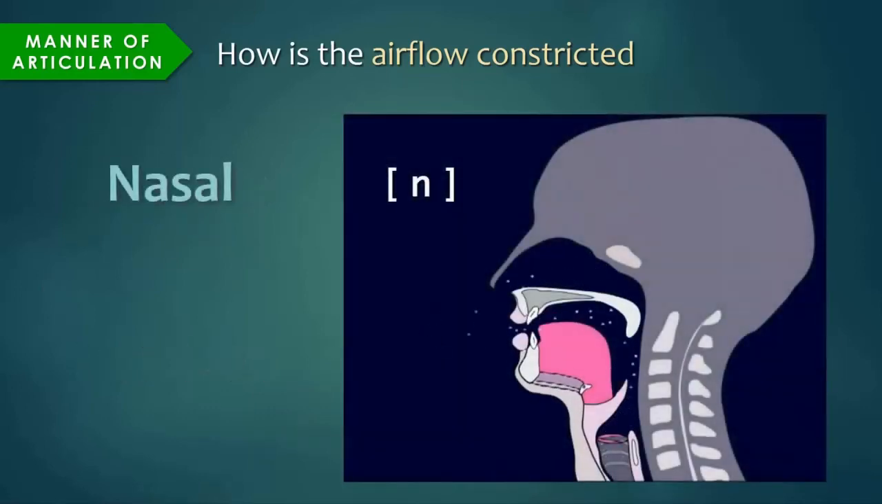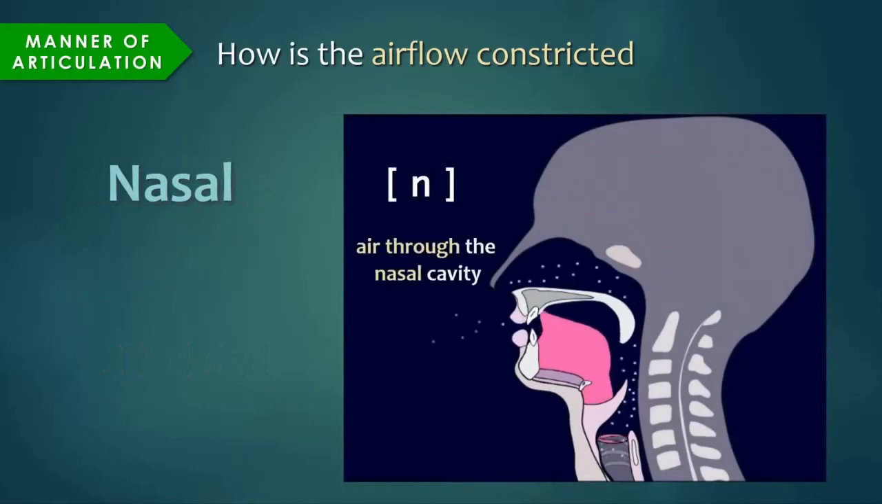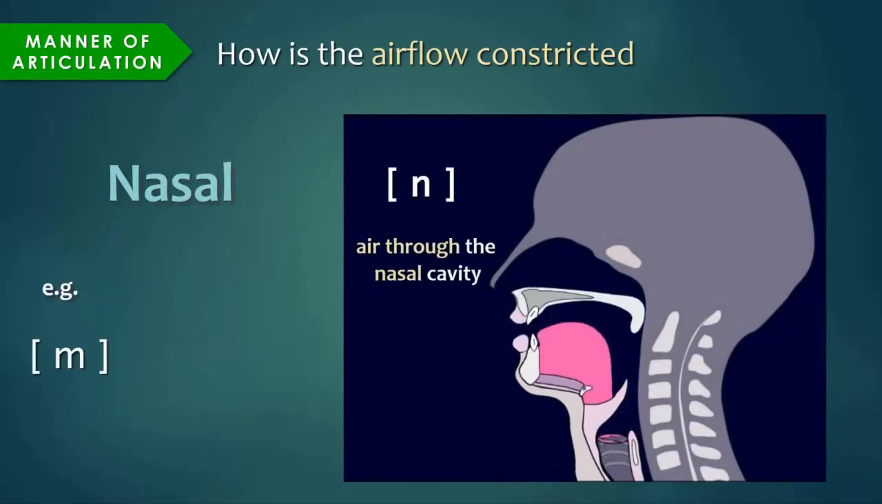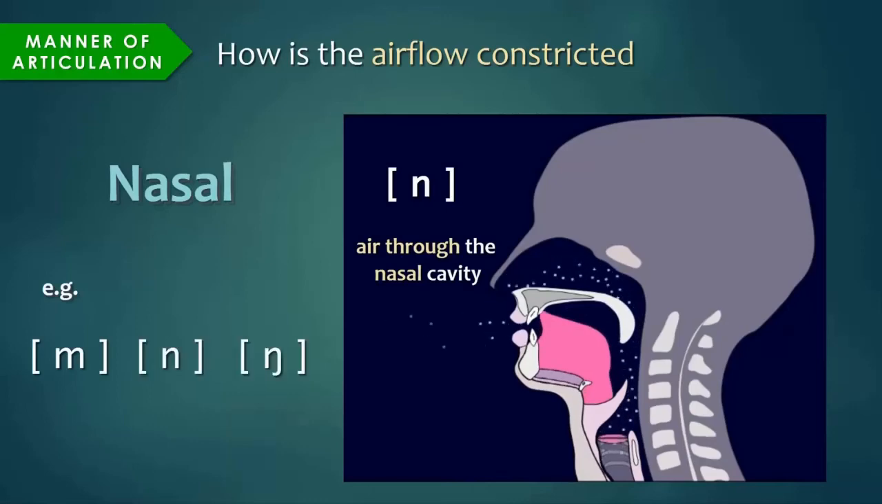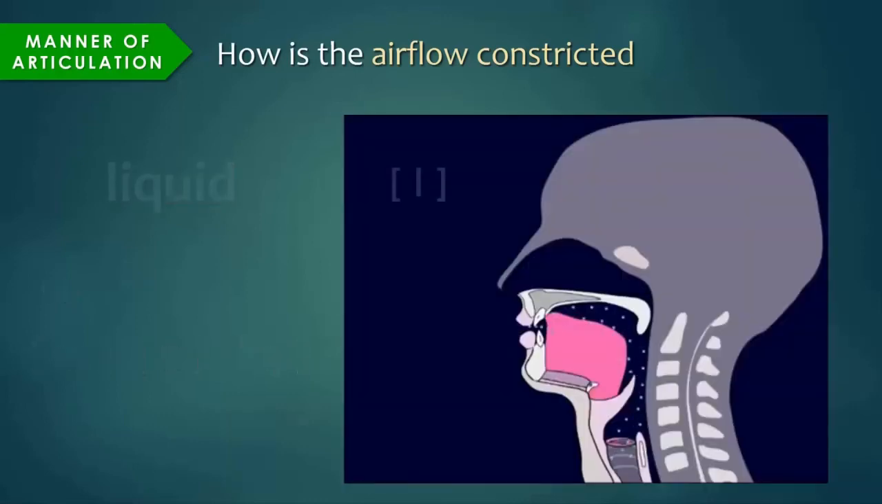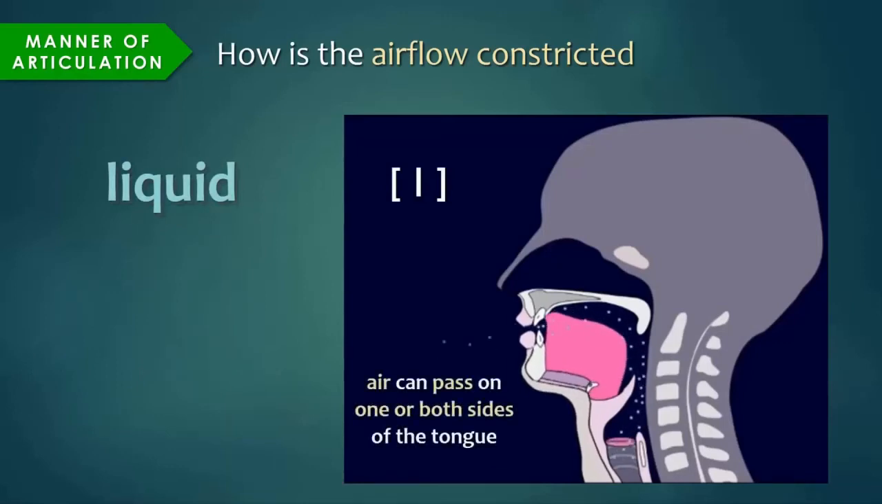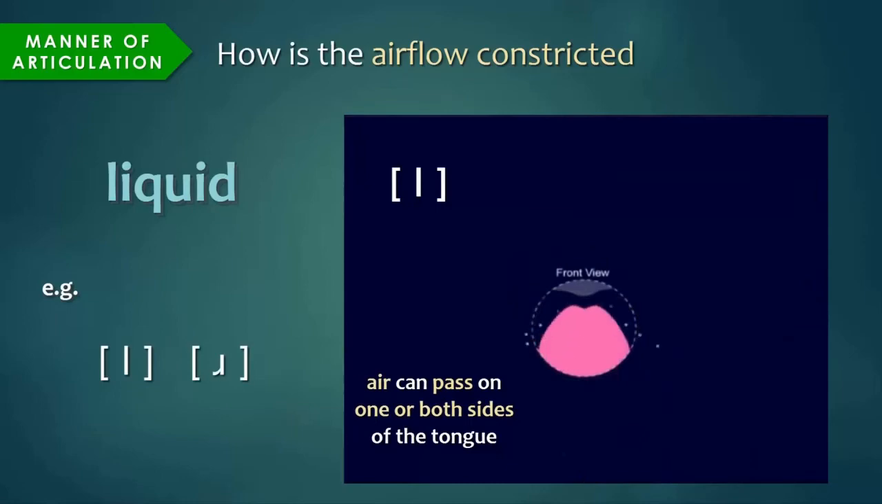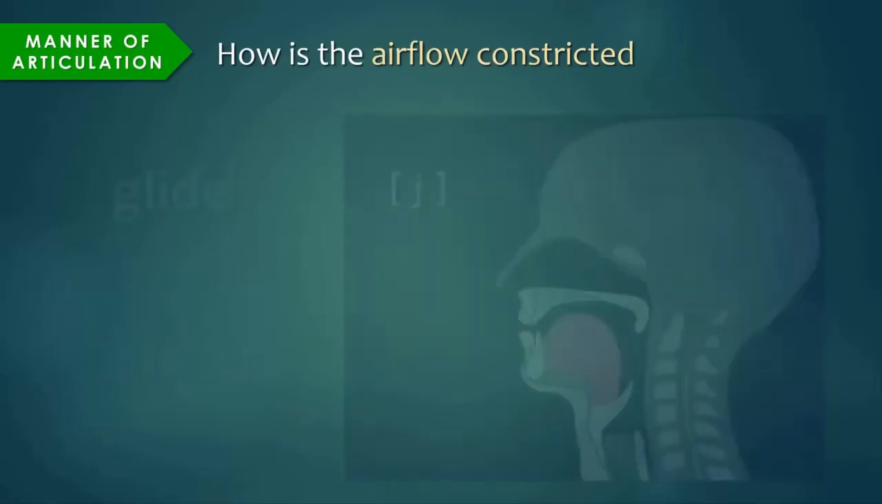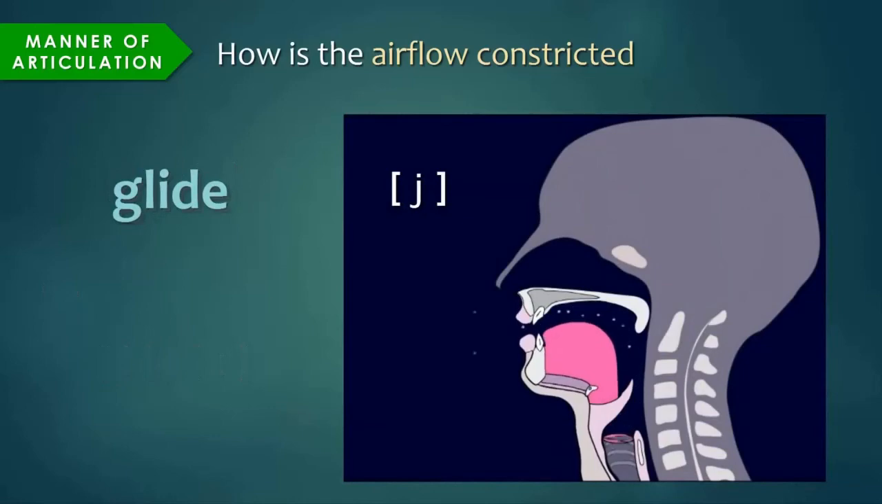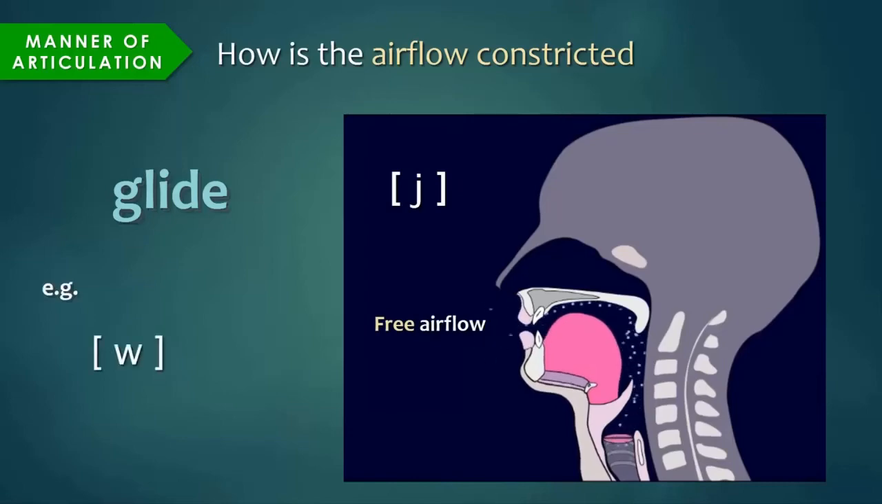Nasal sounds are produced when the velum is lowered, allowing air to pass through the nasal cavity. Liquid sounds are produced by allowing air to pass by one or both sides of the tongue, and the tongue itself can move a lot to shape the sound. Glide sounds are produced with very little constriction of airflow, so little, in fact, that they are often referred to as semivowels, such as w, y.